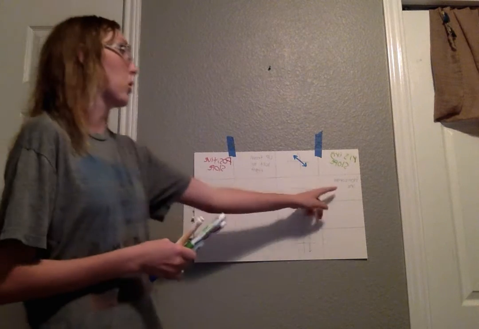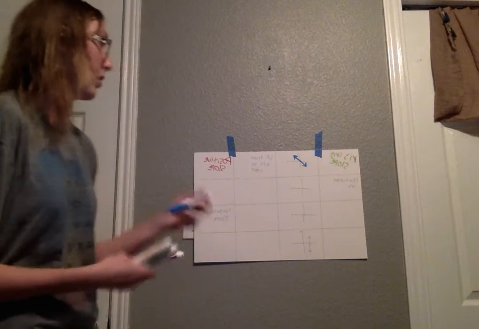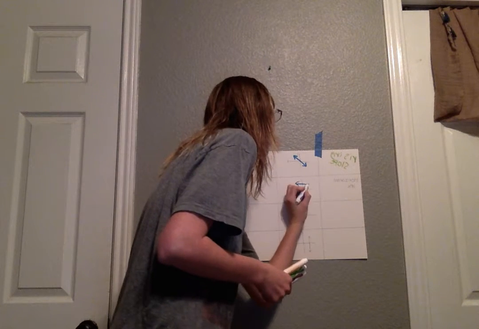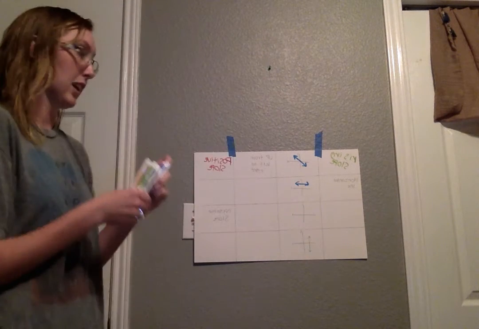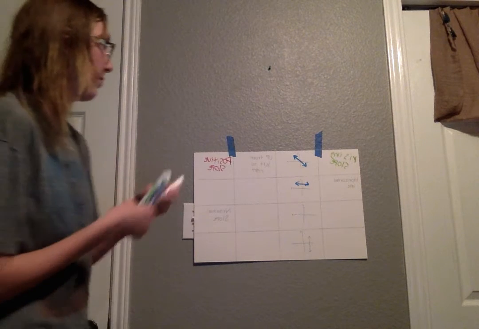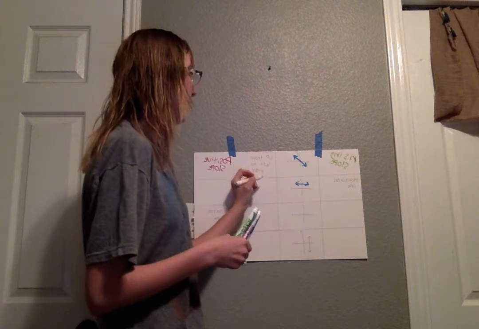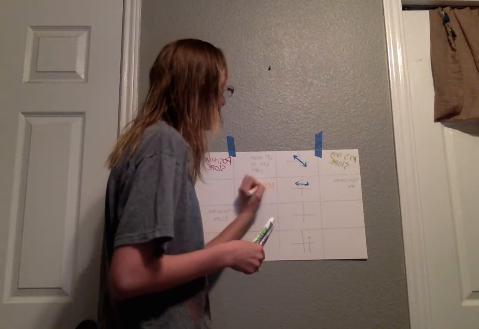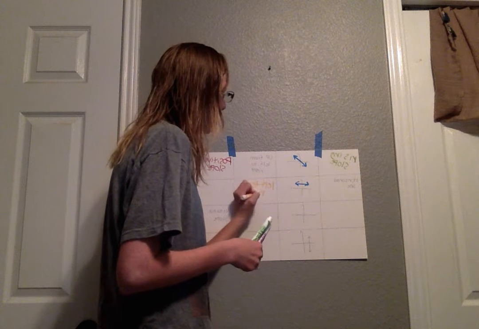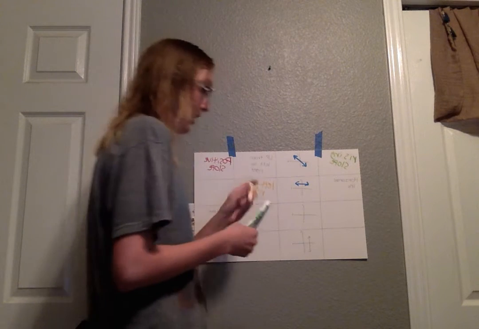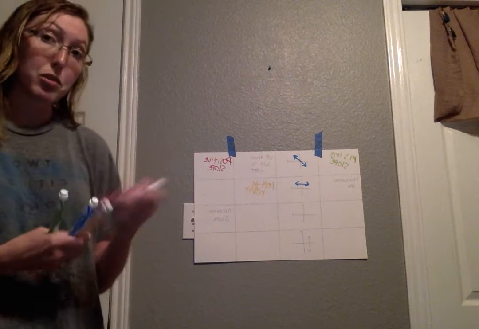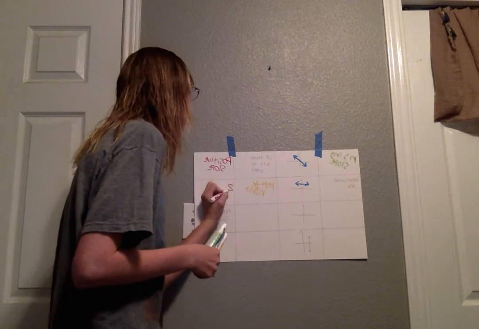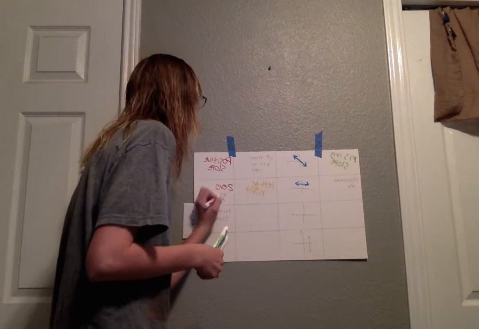Now the next one we have a horizontal line. The horizontal line goes this way, left to right, across the y-axis, correct? It is described as going left to right. And the definition for this is a zero slope.